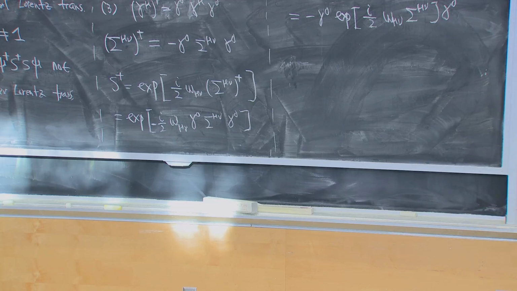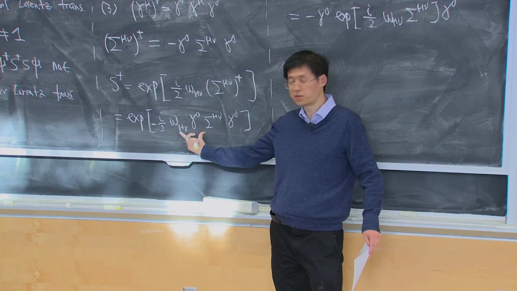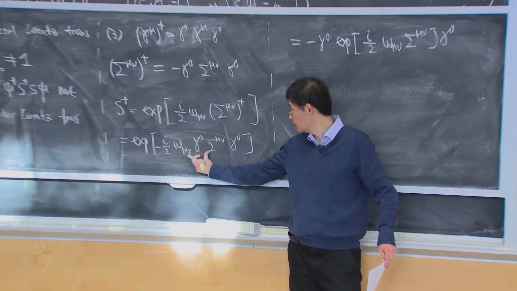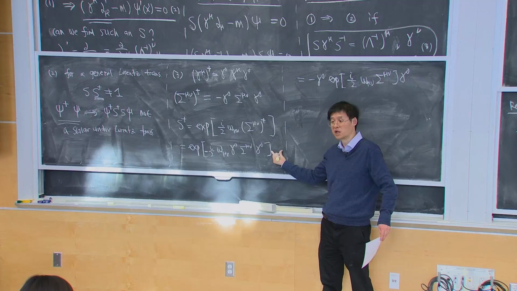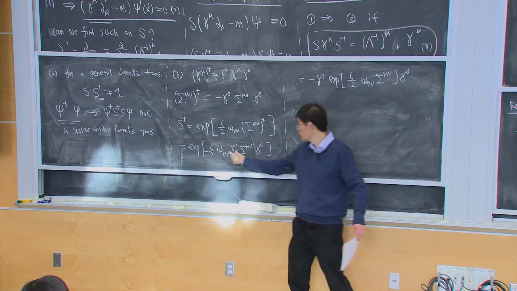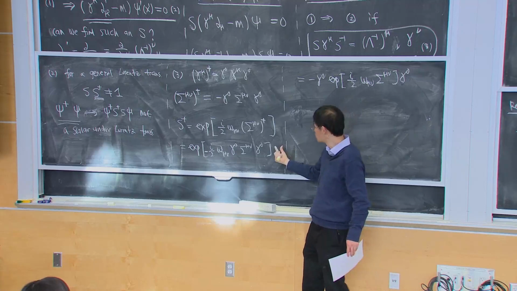So if you do a Taylor expansion of this exponential, and then when you take the power of this, for each term the gamma 0 at the end will pair with the gamma 0 at the beginning of the other term, and then they give you minus 1. And then you have only the first gamma 0 and the last gamma 0 left. Because that gives a minus 1, that changes this minus sign to a plus sign. So you just do a Taylor expansion, you will find here.